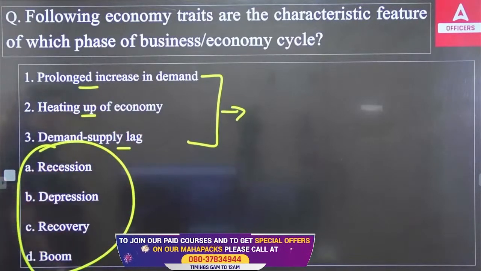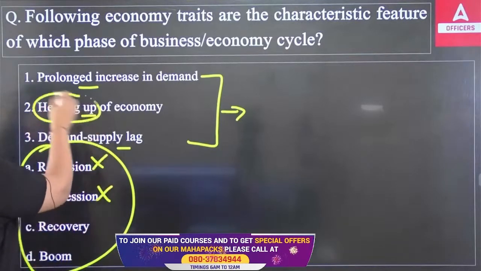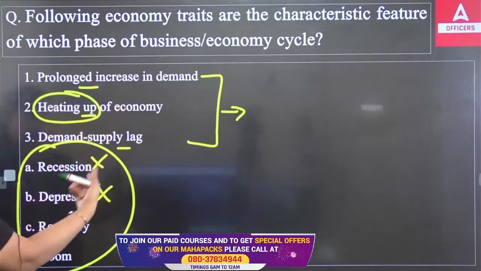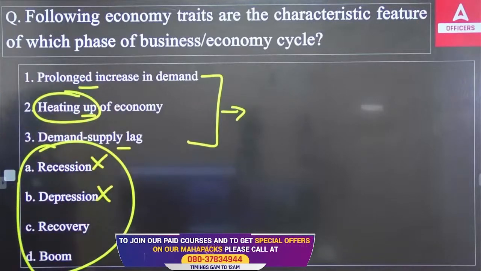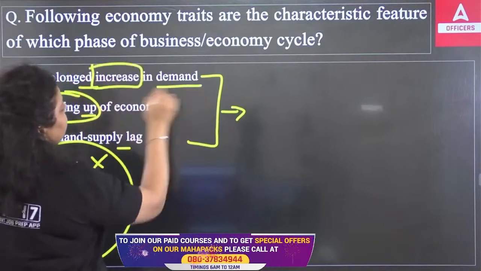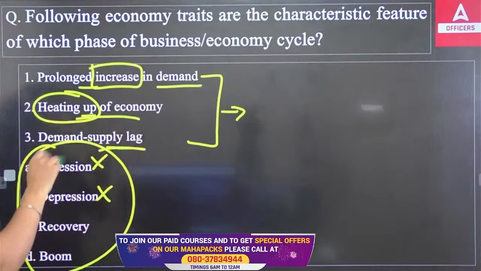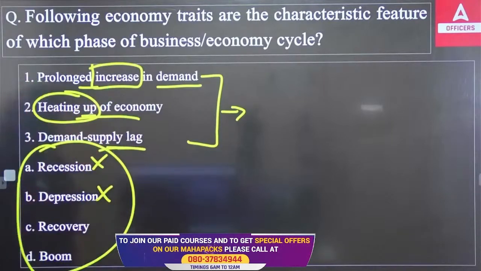So is it in recession? Is it in depression? No, it can't be in recession and depression because the economy is heating up. That's a growth situation. Either recovery or boom can be right. But you can see prolonged increase in the demand. Then demand supply lag is there. Economy is heating up. In the recovery, there will be no prolonged increase. There will be a little bit of increase that can be seen.